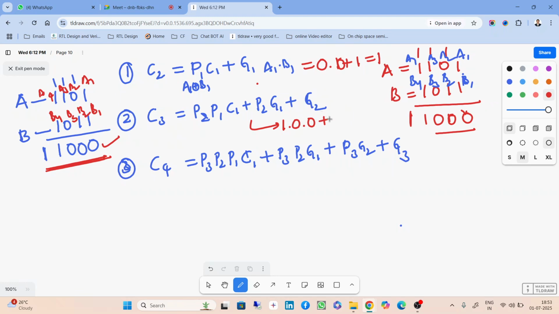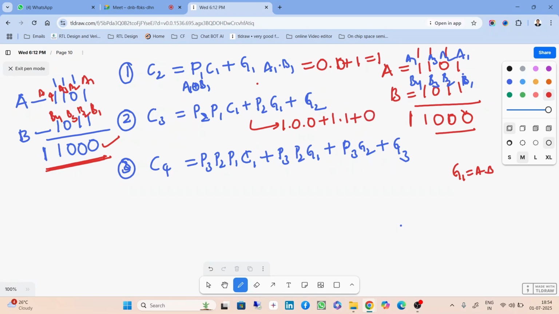And P2 equal to what will you get? 1, no? And G1 equal to what will you get? Tell me. 1, no? G1 equal to what? A1, B1. So 1 and 1. 1 and 1 equal to what? 1, no? 1 plus G2 equal to what?